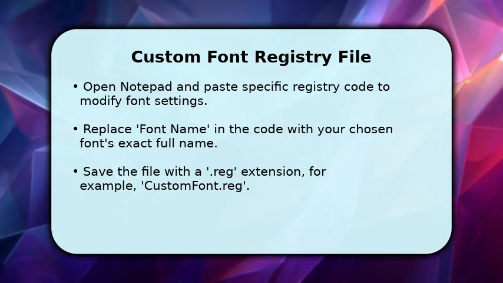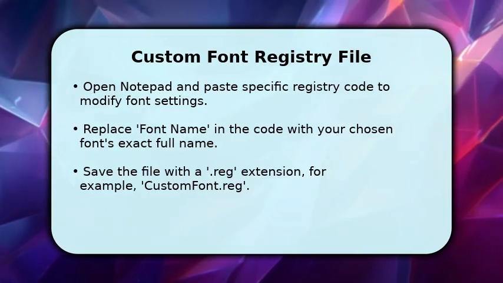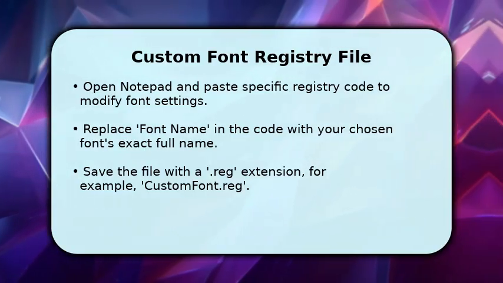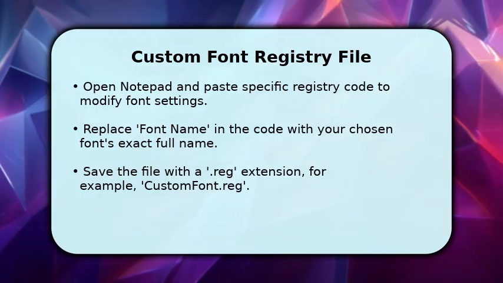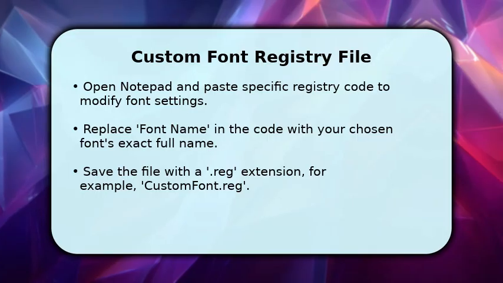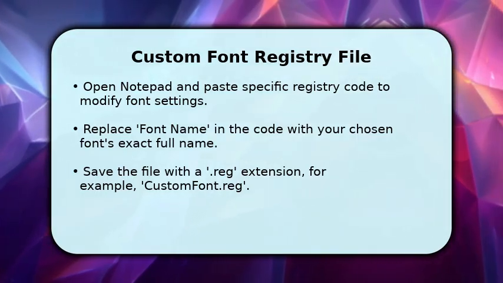Now, let's create a custom registry file. Open Notepad and paste the provided registry code into the document. This code is designed to tell your system which font to use. The most important step here is to replace the placeholder font name with the exact full name of the font you selected earlier. Once edited, save this file.